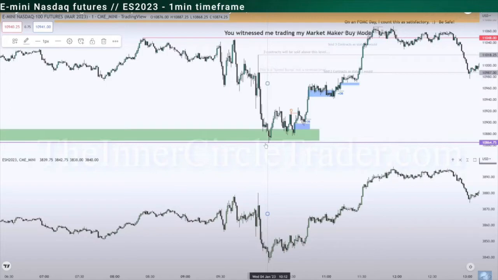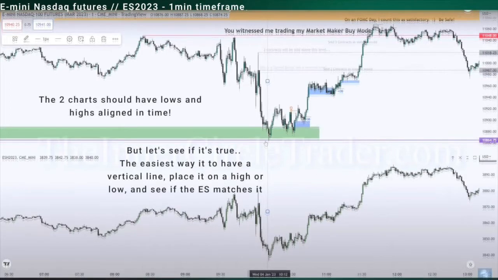On the top, we're going to have the E-mini Nasdaq 100 futures for the contract of March 2023. And on the bottom, we're going to see the ESH 2023. These two charts should have lows and highs that are aligned in time. But it's up to us to see if it's actually true. And the easiest way to have a comparison is to put a vertical line, place it on a high or on a low, and see if the two indexes match.